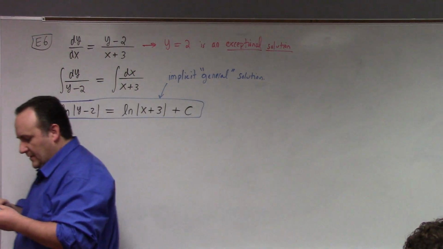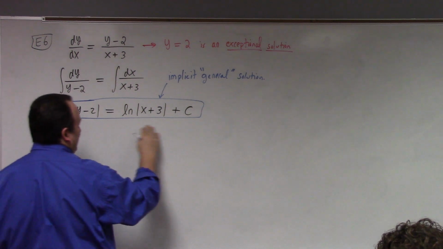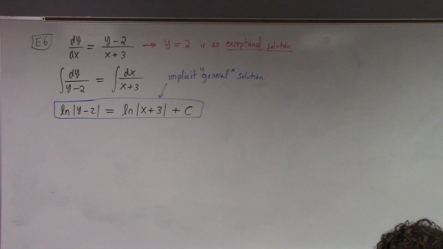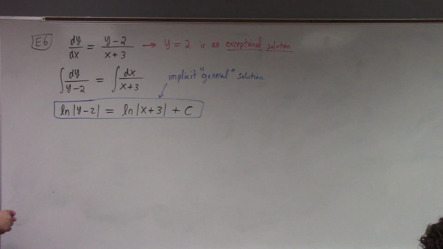Exceptional solution with regards to the method of separation of variables, right? The method of separation of variables has lost that. All right? You can't get y equals 2 from this. So there is a catch. But here's the funny thing. If you find the explicit solution, you might accidentally put the exceptional solution back in.